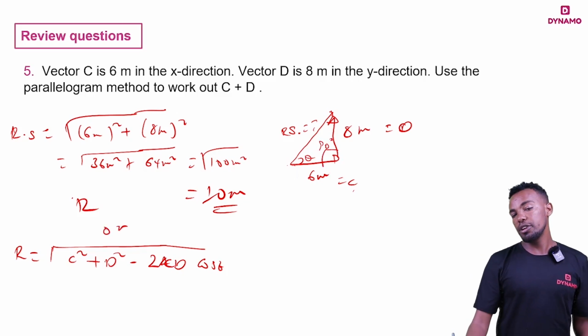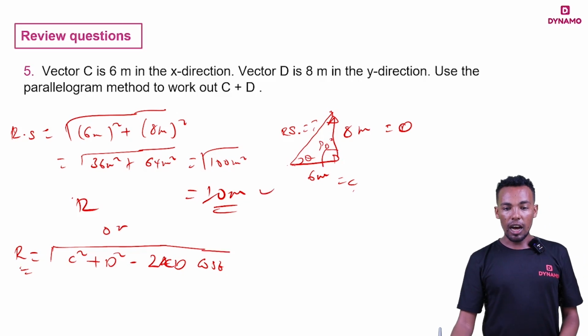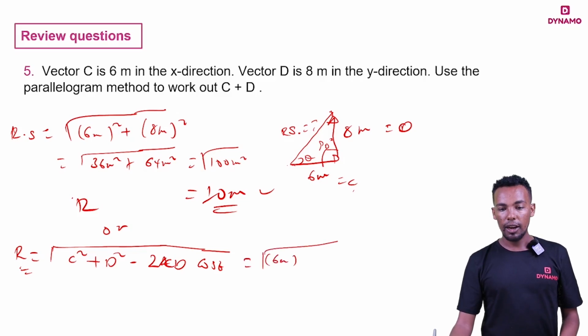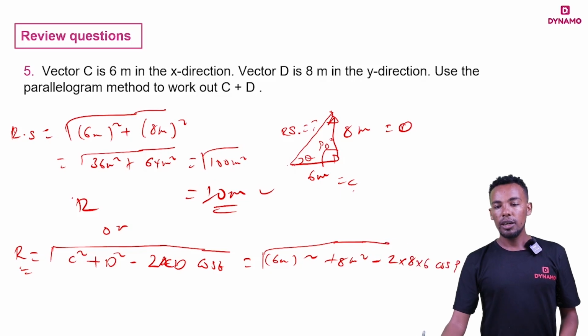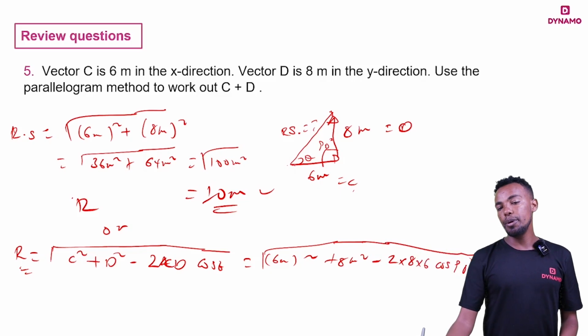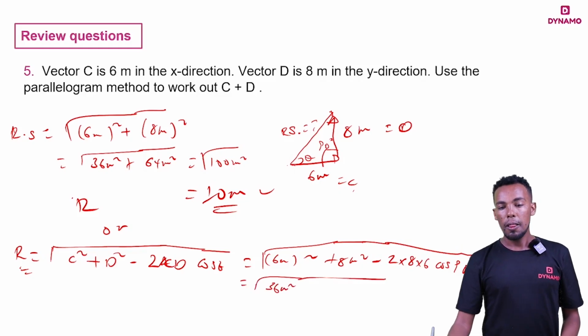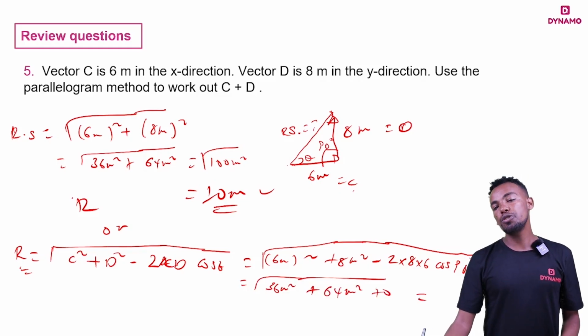Kun parallelogram method equation dha. So kanaaf amma fakkeenyaaf asitti maal goota jechuudha? C jechuun meeqa? 6 meter the whole square plus what? 8 meter square minus what? 2 times 8 times 6 times cos of 90 like radical. This cos of 90 is how many? 0. So under radical of 36 meter square plus 64 meter square plus 0 that kunis meeqaan ba'a?